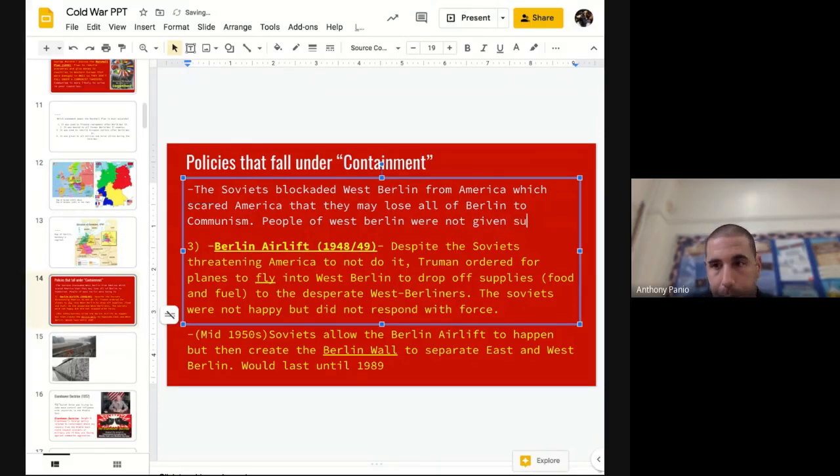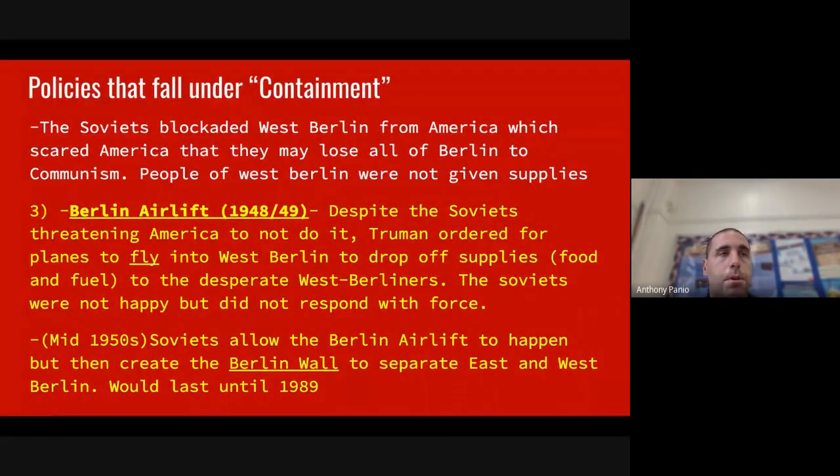While that's going on, the people of West Berlin were really not getting the supplies and the food that they needed. So a lot of the people in West Berlin were hungry, were starving. So they called on the United States and Britain to help. There's this really weird situation where we can't go into East Germany because that would be considered an act of war, but we also want to help our people in West Berlin.